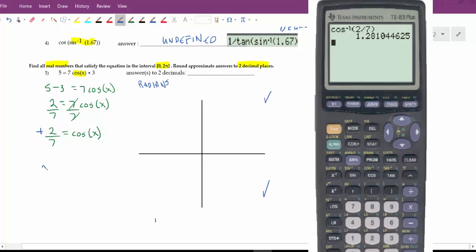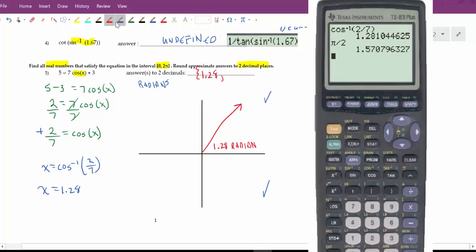So our first answer, after we do the inverse cosine of 2/7, is x equals 1.28 radians. That's a quadrant 1 answer, because notice pi over 2 is about 1.5. So this answer is somewhere in this quadrant right here, a 1.28 radian angle like that. So that would be our first answer, 1.28.